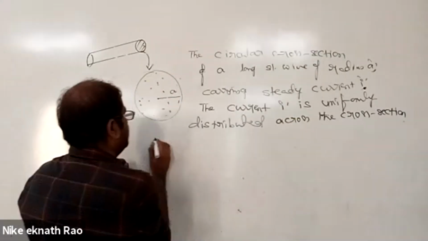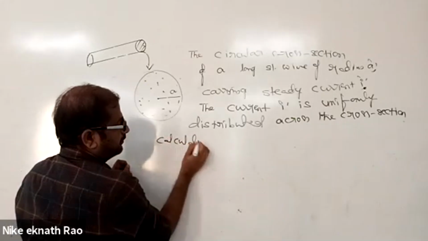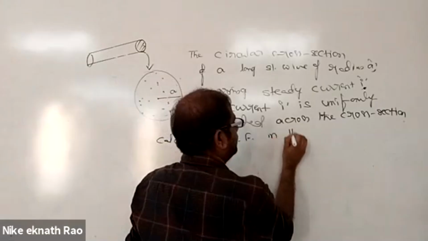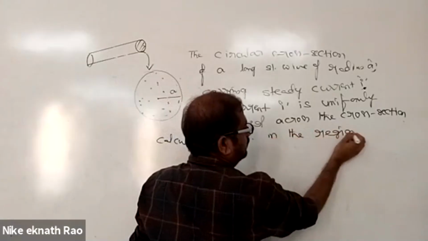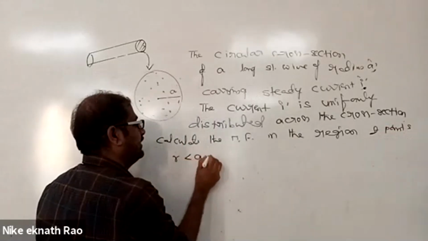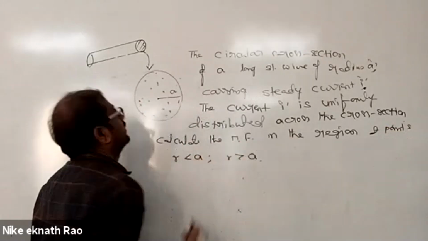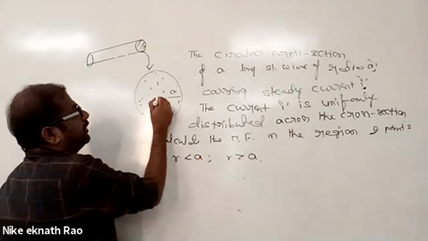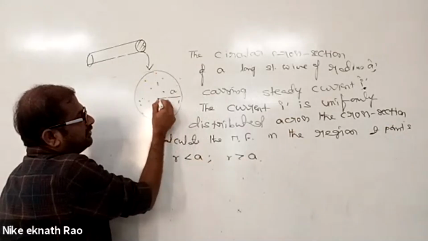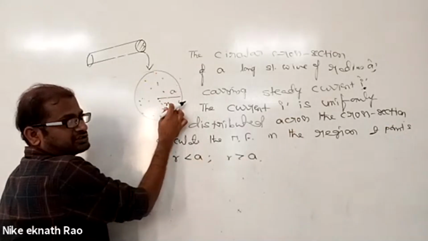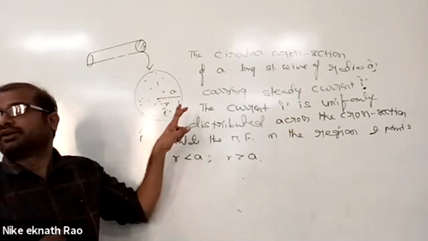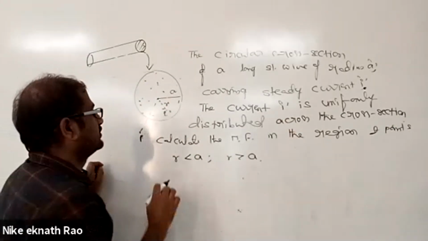Calculate B at points r less than a and r greater than a. That means at any particular point, because of these currents, you have to find out what the magnetic field is, where this distance r is lesser than the radius, and at another point where this distance is more than the radius of this one. Okay, everyone? Yeah, fine.